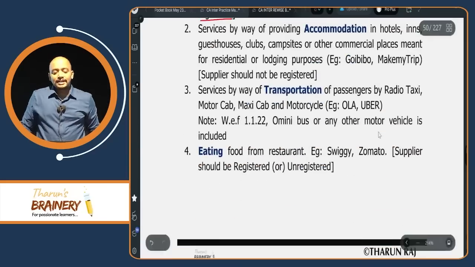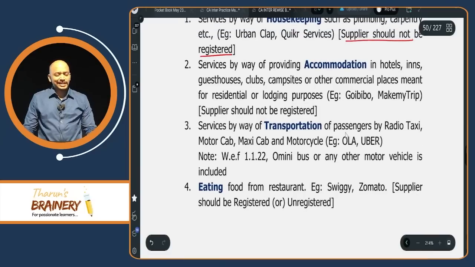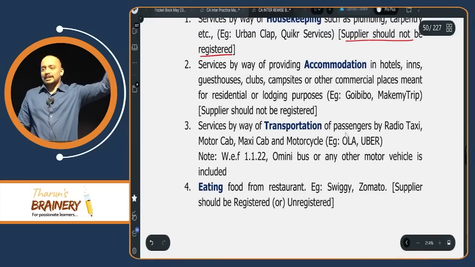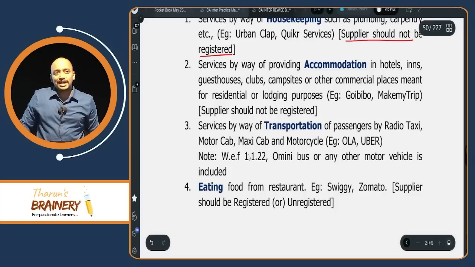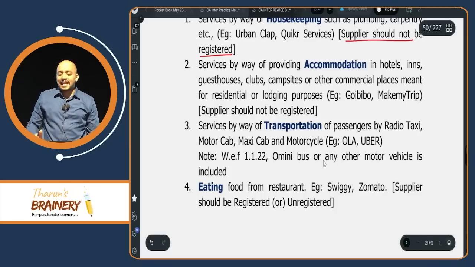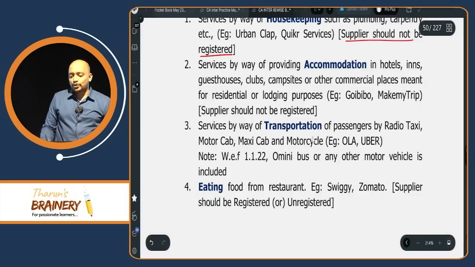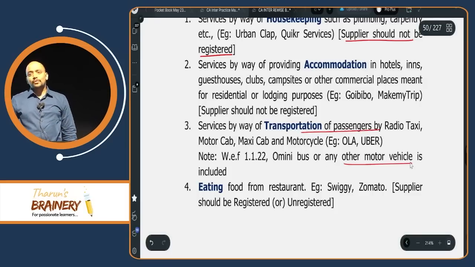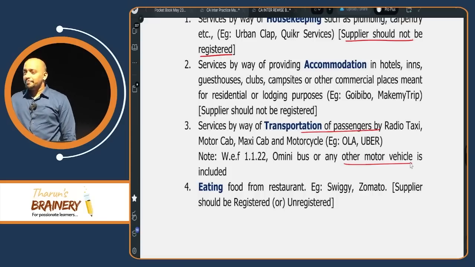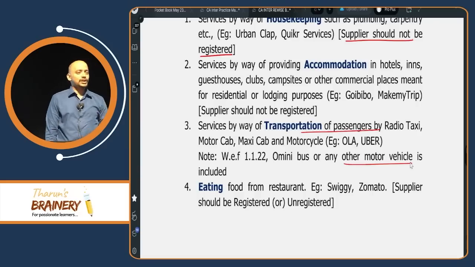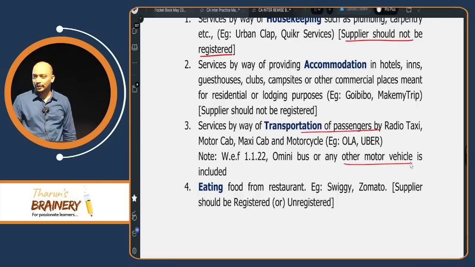Then T for what? Transportation of passengers through any motor vehicle. Previously it was radio cab, taxi or motor cab, etc. Like that it was there. But now it is any motor vehicle, transportation of passengers by any motor vehicle. So what and all will be coming there? Ola, Uber, Rapido, Redbus, every kind of transportation of passengers through motor vehicle is included.